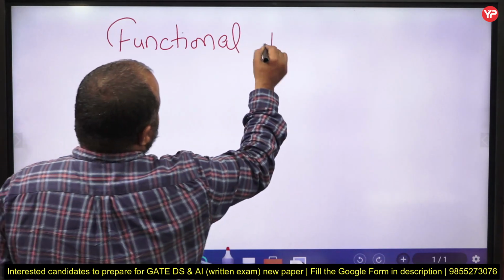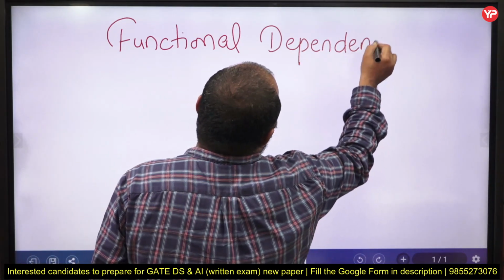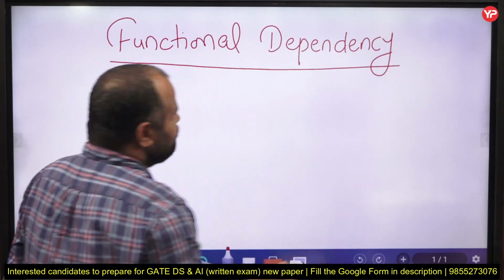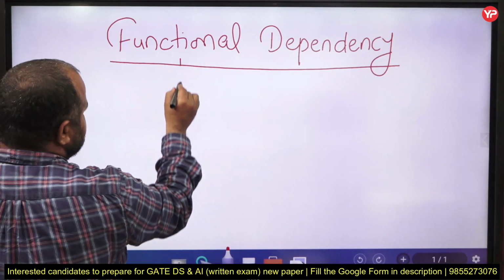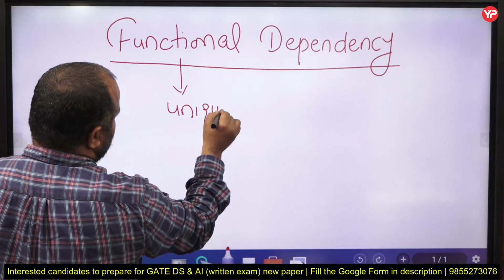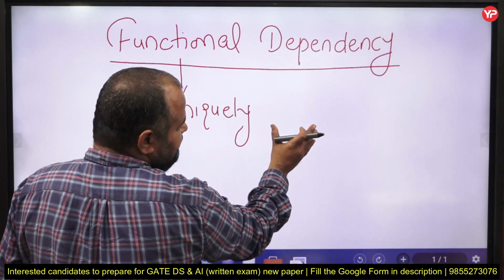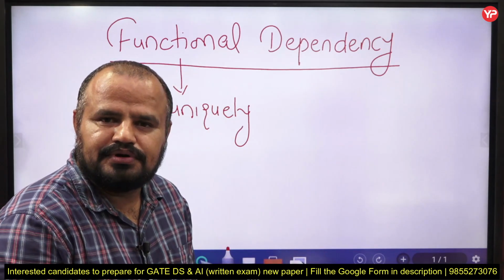Functional dependency. What do we mean by that, and what is the objective of functional dependency? See my dear students, functional means uniquely. Dependency means which set of attributes is dependent upon which set of attributes.